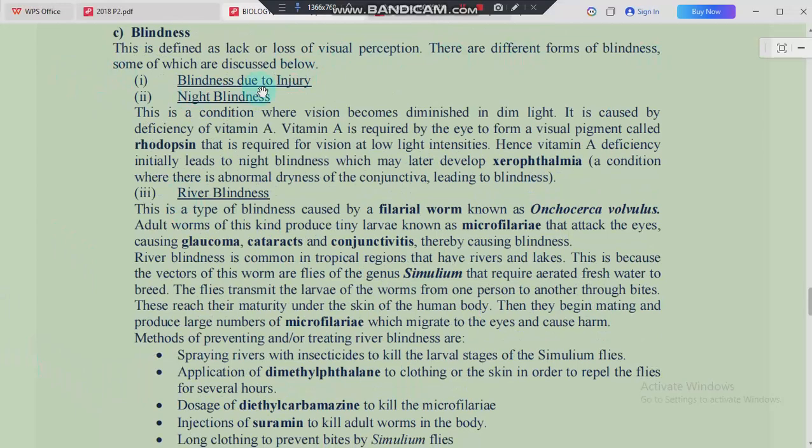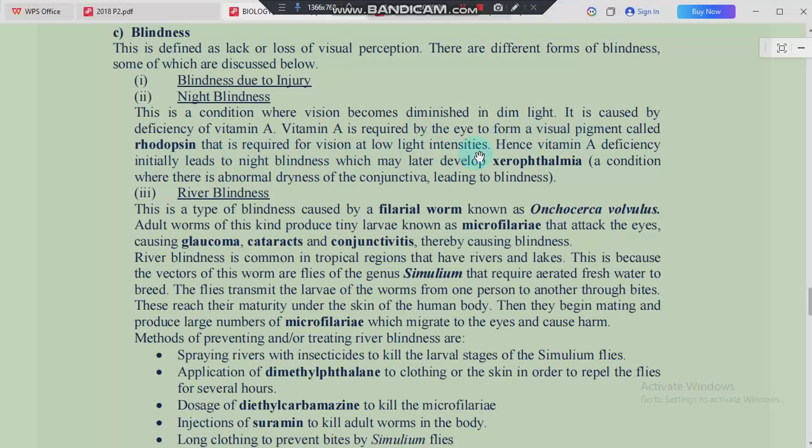Perhaps the person might be involved in an accident. Then we can also have night blindness. This condition is where vision becomes diminished in dim light. It is caused by a deficiency of vitamin A, right? Vitamin A is required by the eye to form a visual pigment that we call rhodopsin. This rhodopsin is required for vision at low light intensities.